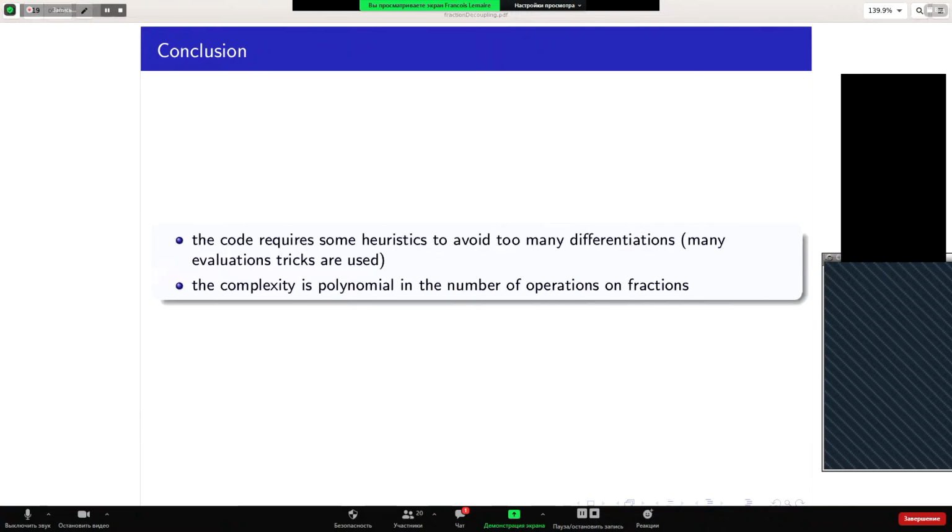Okay, so as a conclusion, the code requires many heuristics, and we use many evaluation tricks to avoid too many differentiations, because differentiations tend to enlarge the data. But the complexity is still polynomial in the number of operations on the fractions. The fractions themselves might grow during the computation because of the differentiation. But the algorithm is quite practical, and even on large fractions, it works pretty well.